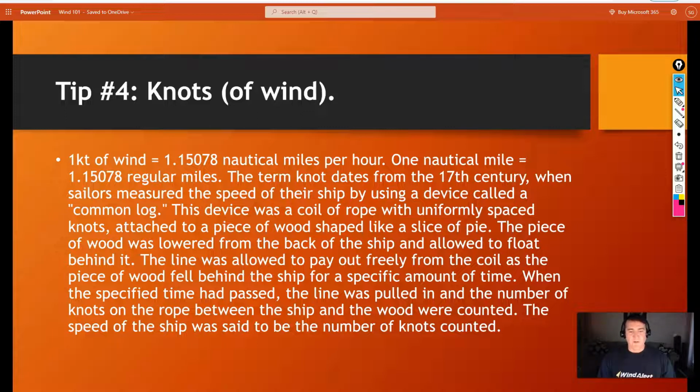But when the specified time had passed, the line was pulled in, and the number of knots on the rope between the ship and the wood were counted, and that was the speed, said to be the number of knots. So now you know what knots are. And that's going to do it for the basic 4 tips of wind, how it's generated, how it's measured, and what directions we're talking about here.